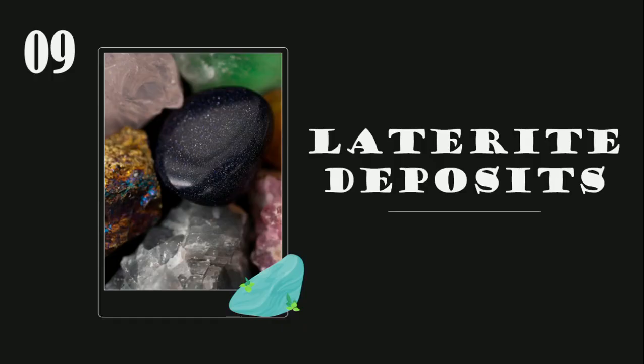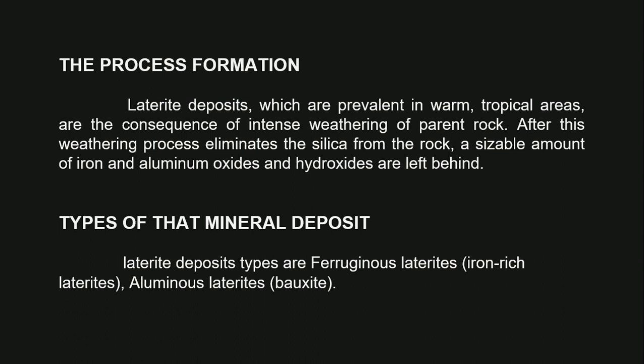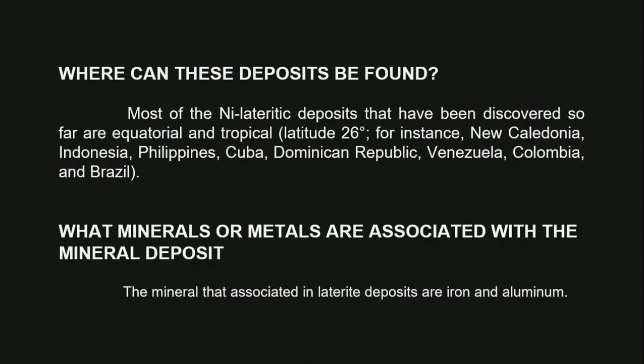So, next is the laterite deposits. So, these deposits are prevalent in warm or tropical areas and are the consequence of intense weathering of parent rock. So, after this weathering process eliminates the silica from the rock, a sizable amount of iron and aluminum oxides and hydroxides are left behind. So, types of these mineral deposits are ferruginous laterites, which is iron-rich laterites, aluminum laterites, which is bauxite. So this deposit can be found.